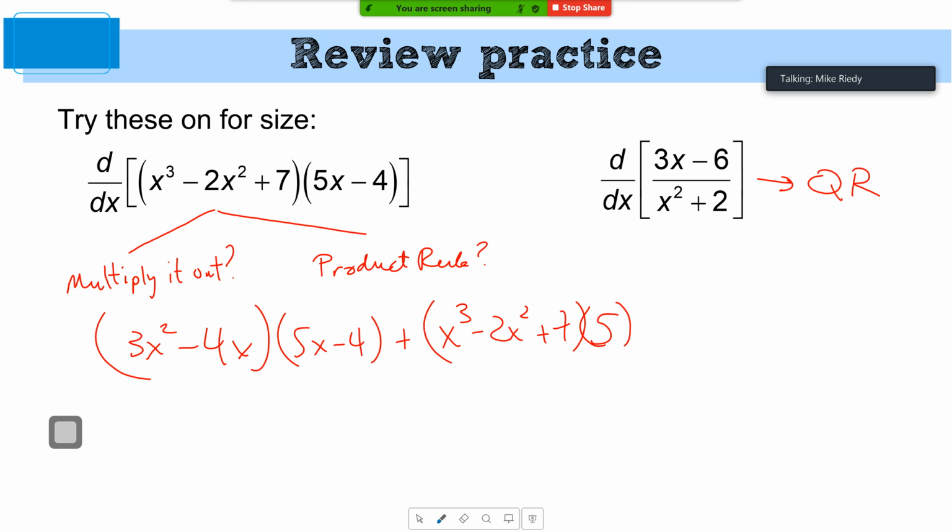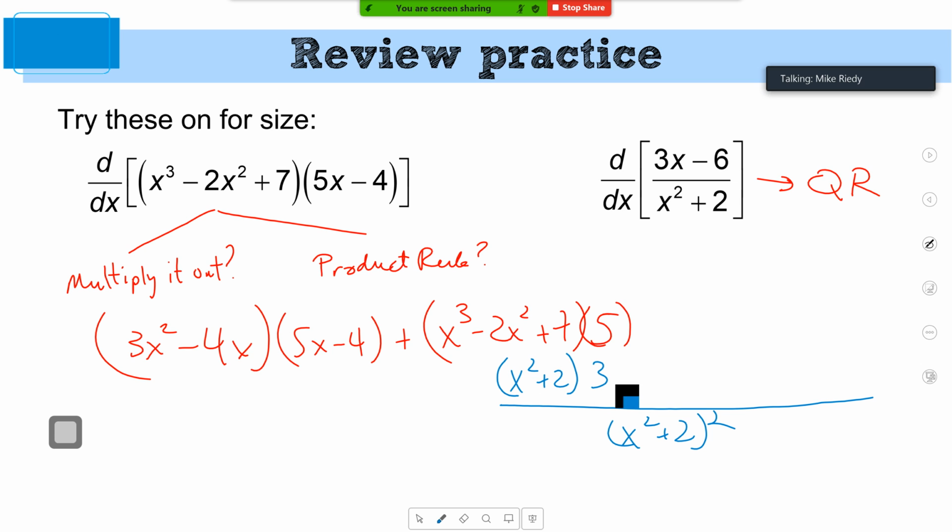Changing colors here. We would get big honking fraction bar, x squared plus 2, quantity squared on the bottom. Put the denominator on the bottom, square it. Bring the denominator up to the top, times the derivative of the numerator, minus big honking bracket, the numerator, times the derivative of the denominator. Okay?